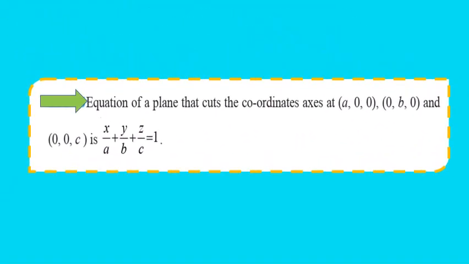Next we have the equation of a plane that cuts the coordinate axes at (a, 0, 0), (0, b, 0) and (0, 0, c): x upon a plus y upon b plus z upon c equals 1. This is the intercept form of a plane which is intersecting the axes at a, b and c respectively. Clear? So pause and note down this equation.